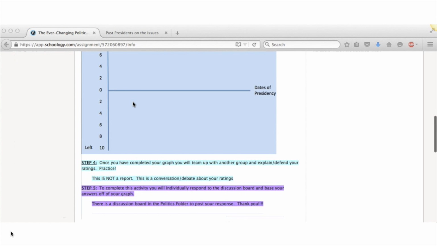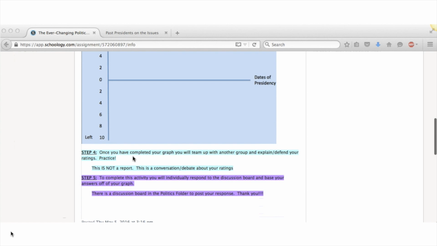Once the graph was completed, they moved on to step 4, where they paired up with another group and set up their graphs. You'll see later on in the video the discussion that they had in terms of where they ranked their presidents compared to other groups. Specifically, I had to keep reminding them that this isn't a report. This is more or less a conversation or debate on why they rated their presidents where they did, because not all of them will have the same ratings.